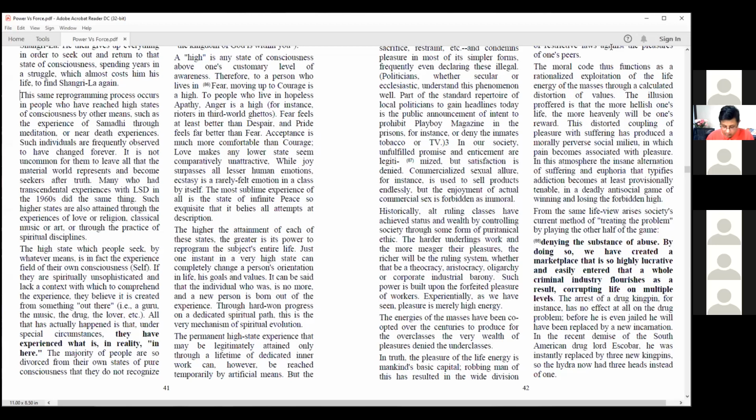The high state which people seek by whatever means is in fact the experience field of their own consciousness, self. Now, this is very important, right? These higher states that you're experiencing are already a part of you. It's just that you're not consciously aware of it when we are operating with the small guy. The big guy already knows it. So the more we can drop the small guy and start working with the whole, the better off we are as far as achieving higher states of consciousness go. So you need to drop the ego. You need to drop being self-centered.